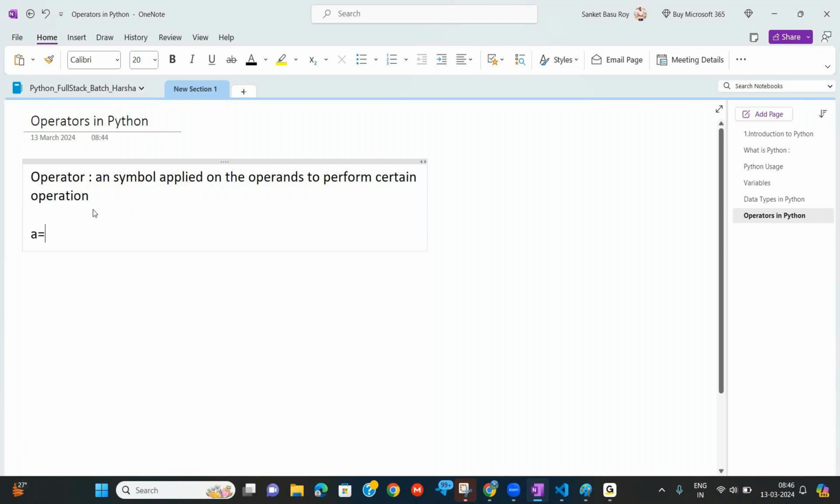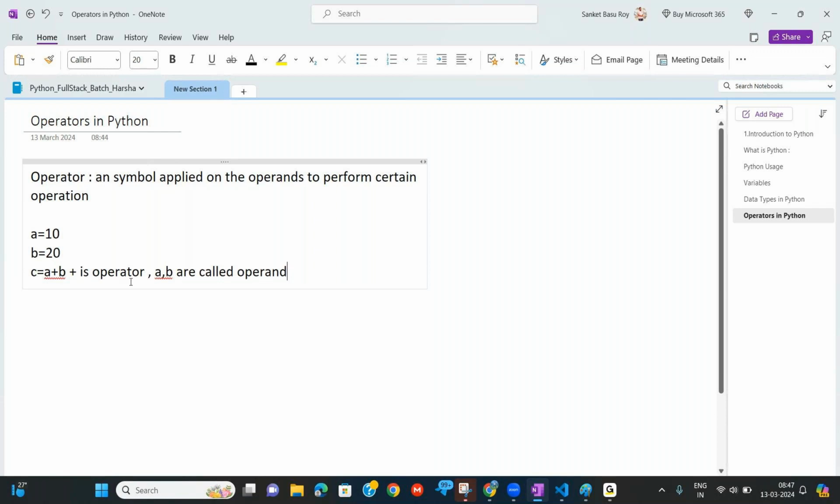Suppose I write a equal to 10 and b equal to 20. Now if I want to write c equal to a plus b, this plus sign is the operator which sums these two values, one is a and another is b. So here the plus is the operator, and a and b are called operands. The plus symbol is used for adding two numbers here.